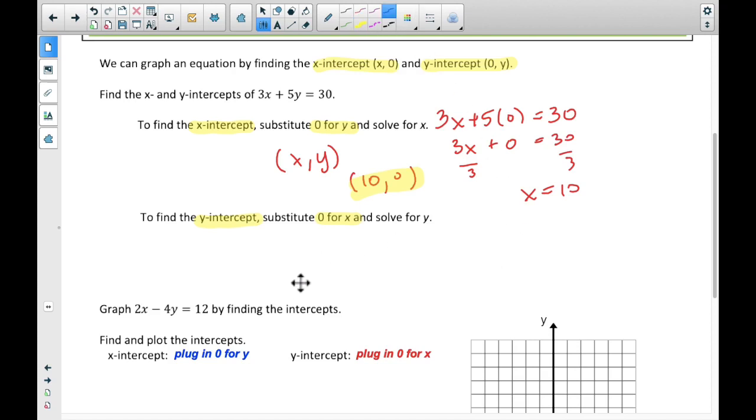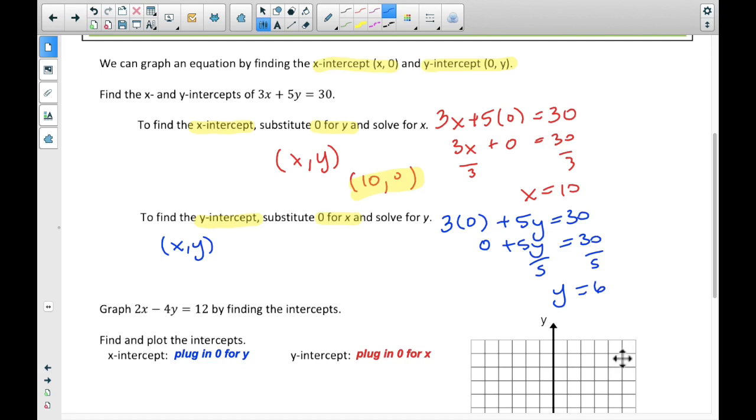Let's take a look at the y-intercept. Same thing, we are basically looking for an xy coordinate, but to do that we're going to plug in a 0 for x. So I'm going to take that same equation and plug in a 0 for x, and that becomes 0 plus 5y is equal to 30. So if I divide by 5, I get y equals 6. So this xy coordinate is going to be 0 because that's what I plugged in for x, and 6 because that's what y equals. And so that is my y-intercept.